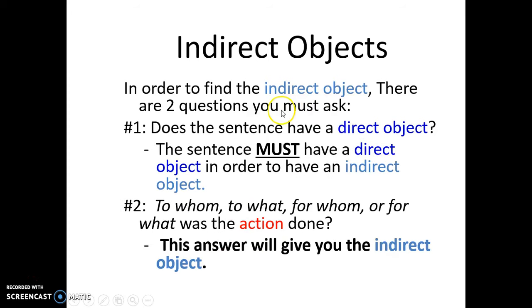Sounds confusing, but I'm going to make it super easy for you, I promise. Okay, you don't have to write anything down on this slide, but you do need to know that in order to find an indirect object, you have to ask yourself 2 questions. These are not the steps. You have more steps, I promise. Number 1, does the sentence have a direct object? You have to have a direct object to have an indirect object. If there is no direct object, there is no indirect object. So don't ever tell me that a sentence has an indirect object without the direct object first. Got it? And then you have to ask to whom, to what, or for whom, or for what was the action done. There's an easier way to do it, but that's just the English language way.